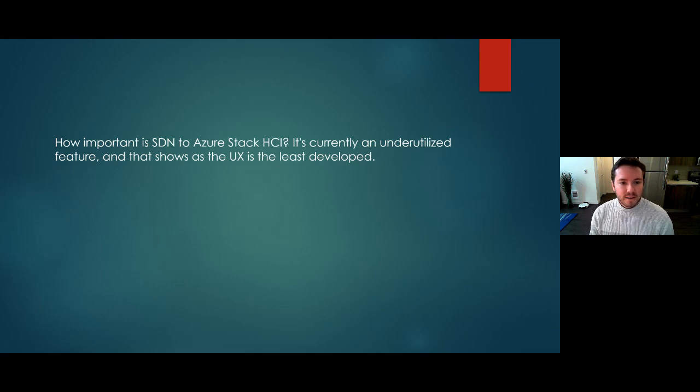Is there more development coming from the Azure management side? So managing SDN on Azure Stack HCI from Azure?